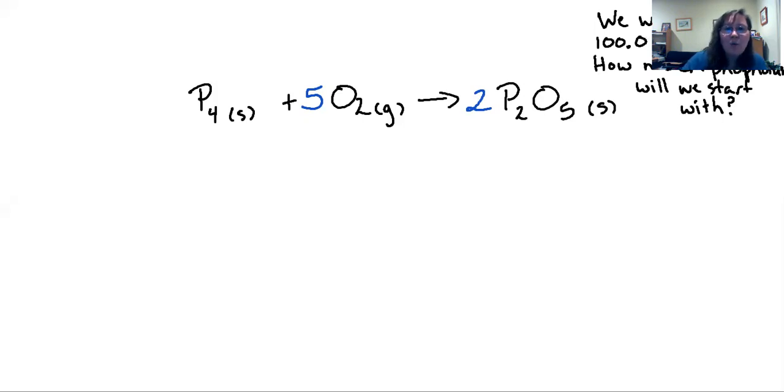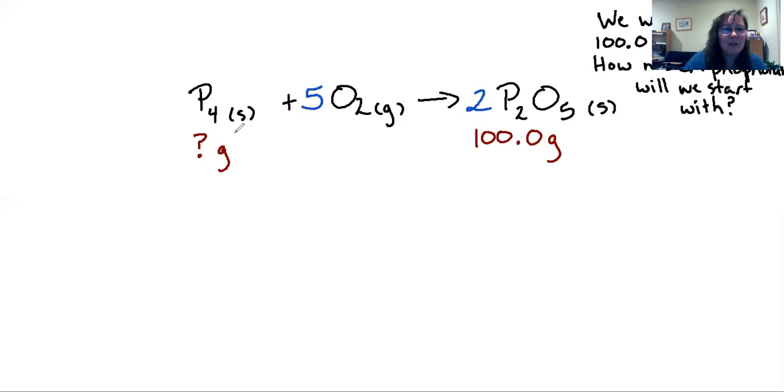Okay, so what I'm going to do is make some notes on here. I see that I have 100 grams of P2O5, so I'm going to write that right here. That's my known, or my given. It's the thing I'm given, so that's what I'll start with because that's what I have. Then it says how much phosphorus will we start with? So I know that what I'm searching for is grams of P4.